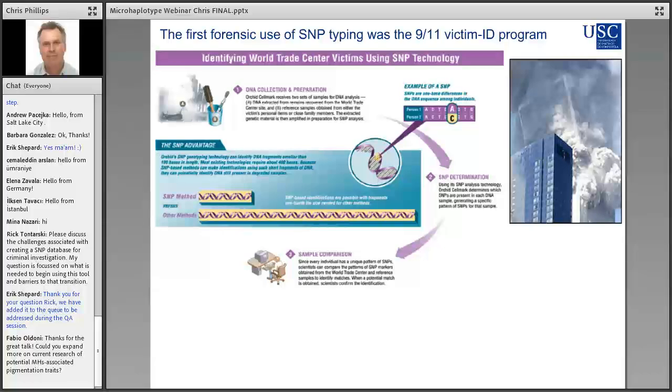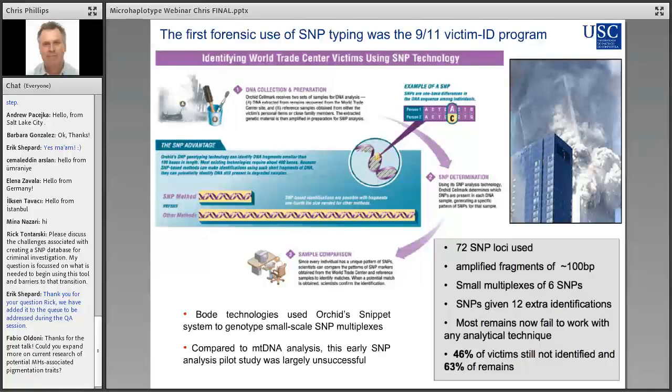So going on to this idea that short fragments are good for degraded DNA, as Ken mentioned, an early application of SNP typing was the 9/11 victim identification program, the Twin Towers attack, and it was very early in the use of SNP typing, and so it was very much a pilot.